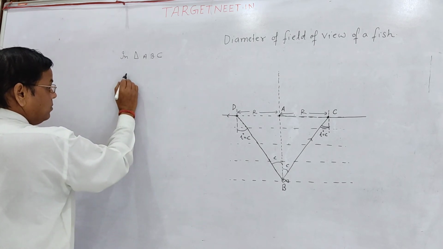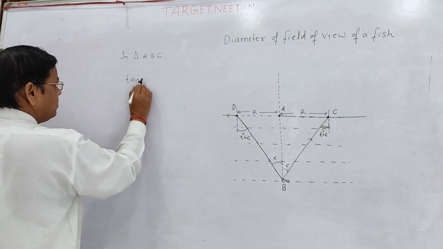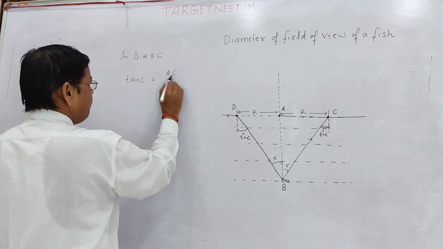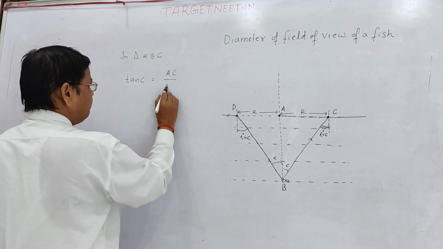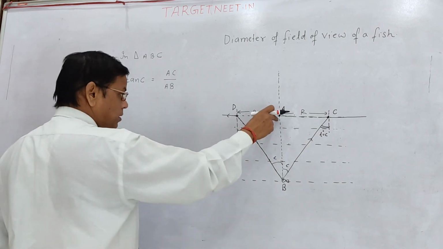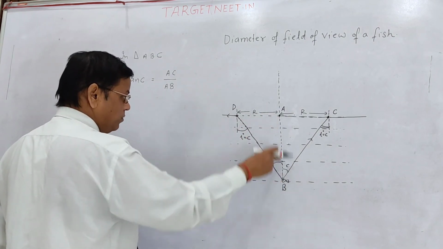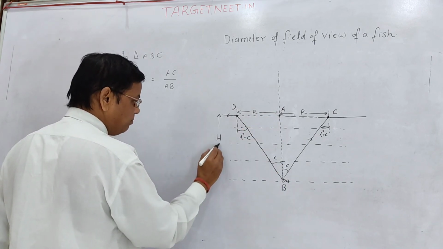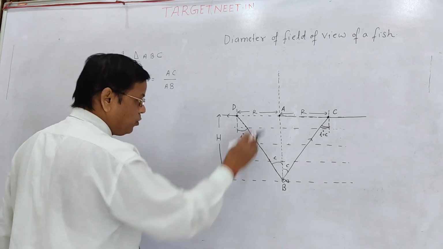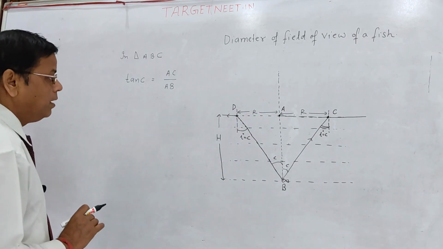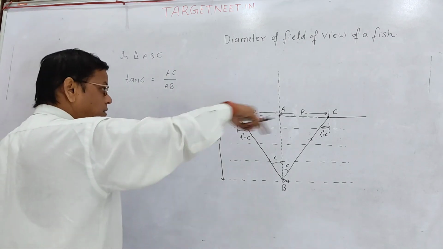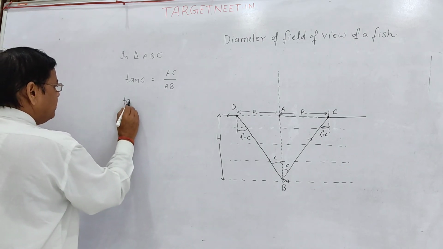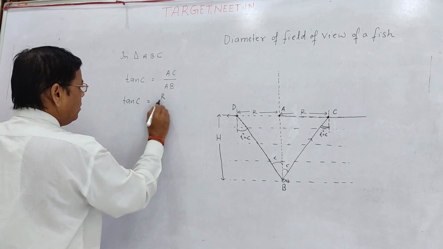In triangle ABC, if I write tan C, then it is AC upon AB. AB is the real depth of the bulb from the surface of water. So let this be H, or the depth of the fish from the surface of water. AC is the radius of the field of view. So we can write tan C as R upon H.